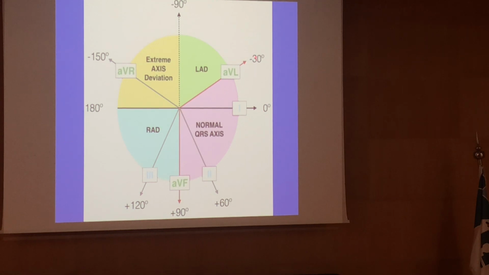When it is between minus 30 to minus 90, this is towards the left side of the patient. So this is left axis deviation. If it is between 90 and 180, this is right axis deviation. The area here in between, which is 180 to minus 90, called extreme axis. Could be extreme right or extreme left.